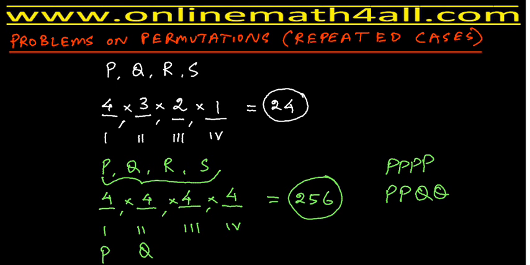But if the letters are not repeated, we are getting 24 words with the four letters P, Q, R, S. If letters can be repeated, we are getting the result 256. So now the students will be able to understand how the problems on permutations can be solved if the things are repeated, and if the things are not repeated.